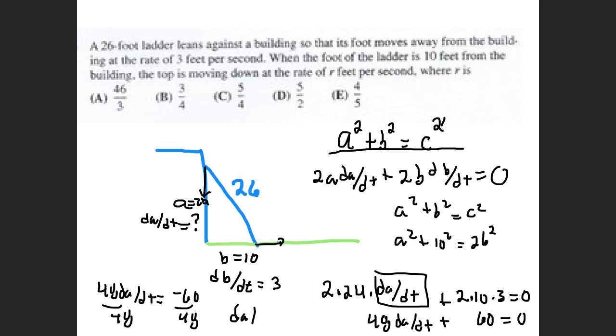So the rate at which that ladder is falling at that given instant, when the base of the ladder is 10 feet away from the wall, is going to be, what is that? If I divide that out, I get 30 over 24, 15 over 12. Take a 3 out of there, 5 over 4, 5 fourths, negative 5 fourths. Now, they don't have a negative up here, but the rate at which that ladder is coming down is 5/4 feet per second.